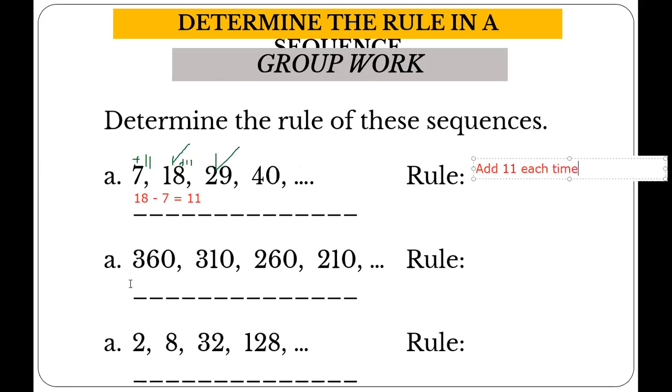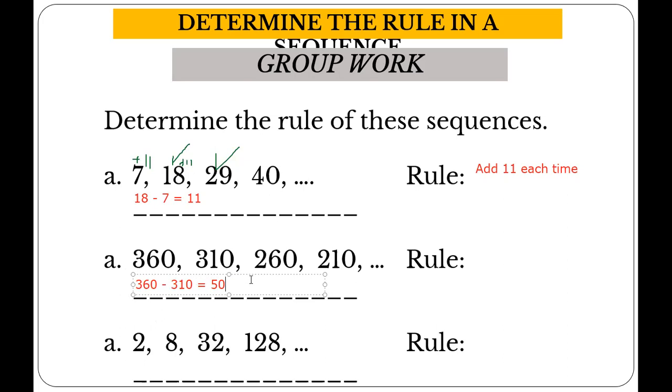Now, let's try the next one. 360 minus 310. Why do you think I started with 18? Because 18 is greater than 7. Why do you think I started with 360 minus 310? Because 360 is greater, isn't it? And this is 50. Now, check. Is 360 smaller than 310? No. Is this sequence increasing or decreasing?